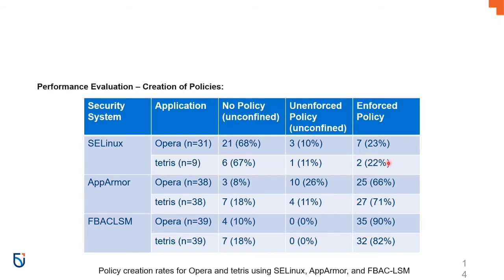When we come to FBAC, out of 39 policies, a total of 35 policies were enforced correctly, and from 39 policies, 32 policies were enforced correctly, with a success rate of 90% in Opera and 82% in Tetris. This shows that the policy creation rate in FBAC is comparatively more than the other two security systems, that is AppArmor and SELinux.